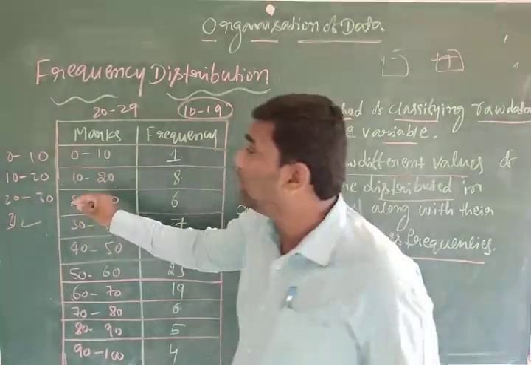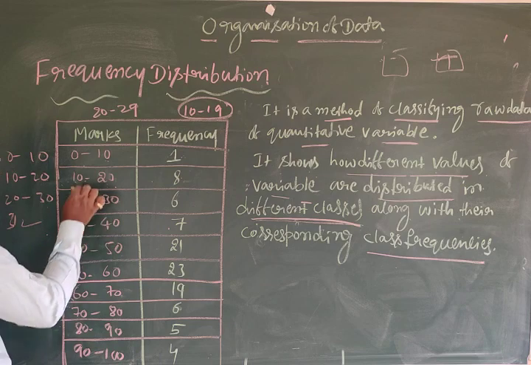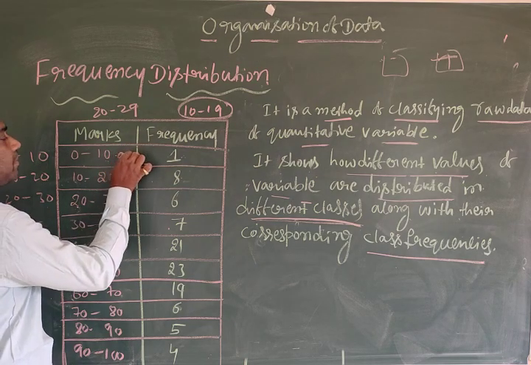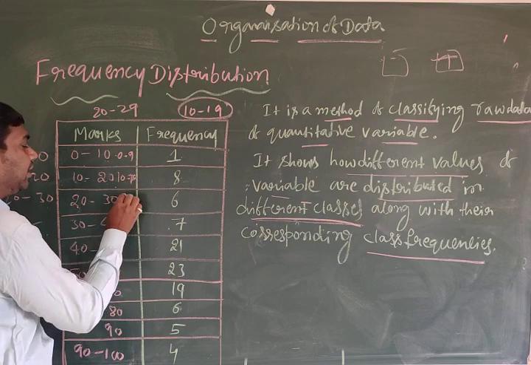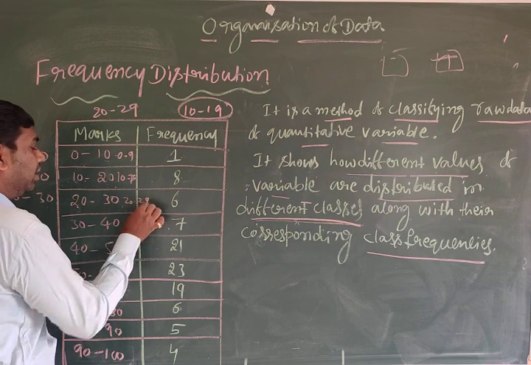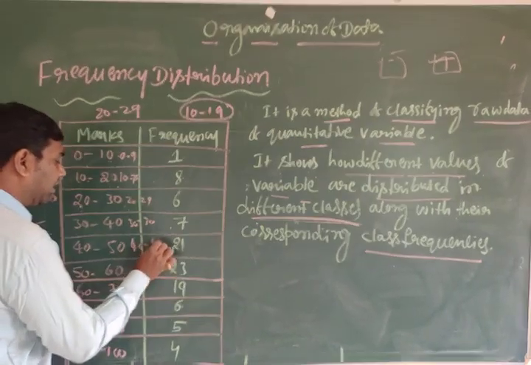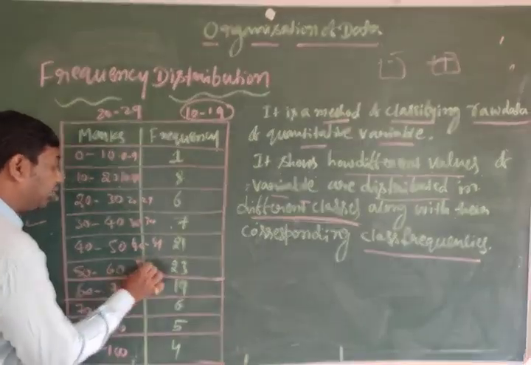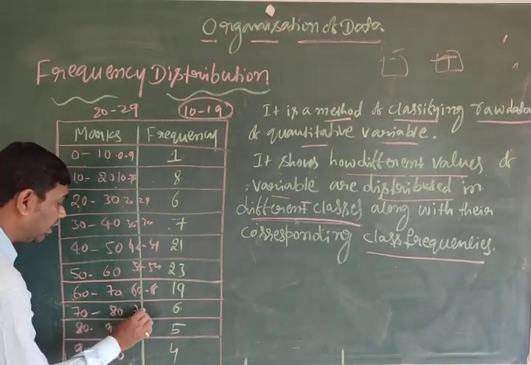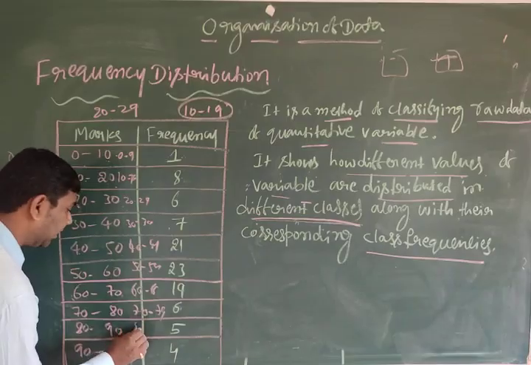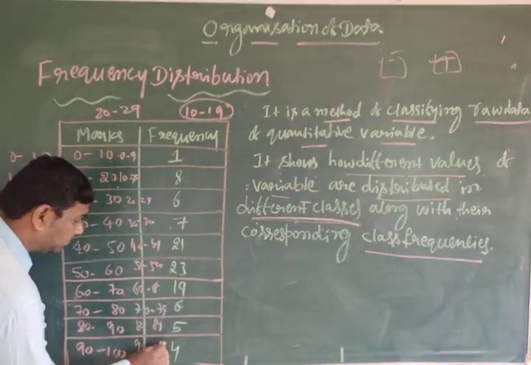It is including only this value like 10, 20, 30, 40. Between these, it is calculating 0 to 9, 10 to 19, 20 to 29, 30 to 39, 40 to 49, 50 to 59, 60 to 69, 70 to 79, 80 to 89, and 90 to 100.